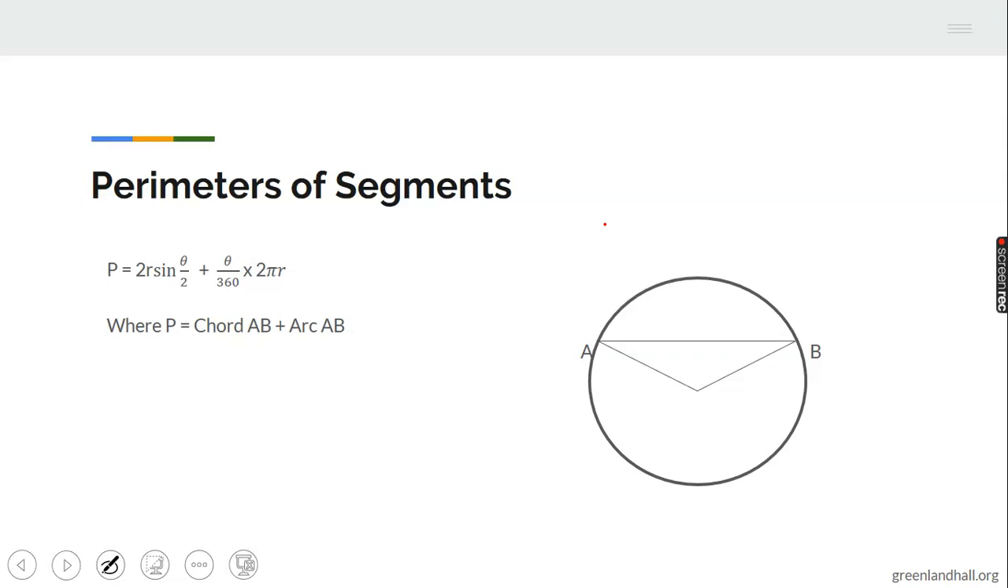Now, perimeters of segments. What is a segment? This is what we call a segment, bounded by an arc and a chord. The chord we've done already, both of them. We have an angle of theta at the middle. The formula is simply the length of the chord, which is this, 2r sine theta over 2, plus arc length, which is theta over 360 times 2 pi r.